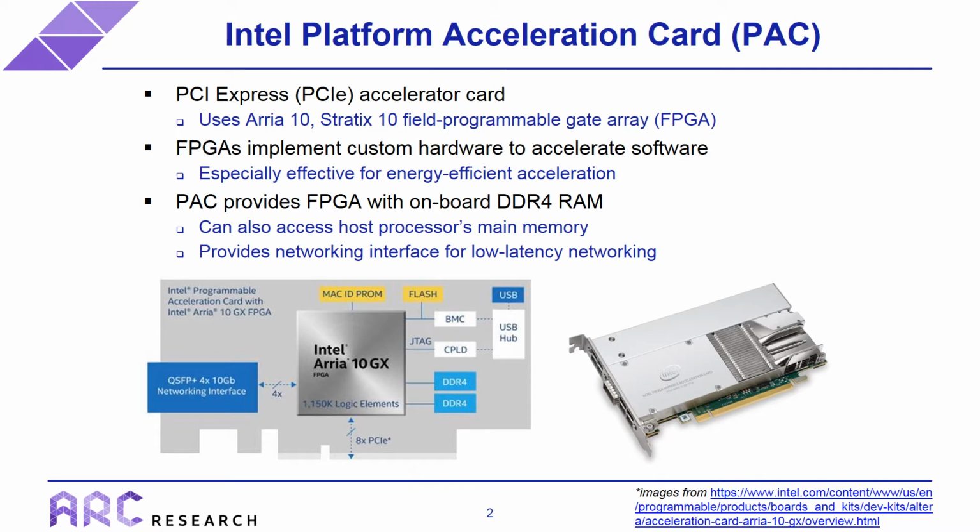So in addition to this FPGA, the PAC also provides onboard DDR4 RAM. And one of the really unique features of this card is that it provides the capability for the FPGA to directly request access to a host processor's main memory. In addition, it provides a bunch of other features. For example, it has a networking interface for low latency networking, so you can do network processing directly on the FPGA without having to transfer things into the CPU's memory, do processing there, and then copy it back onto the network. It gives you a lot lower latency, which is important for a variety of different application domains.